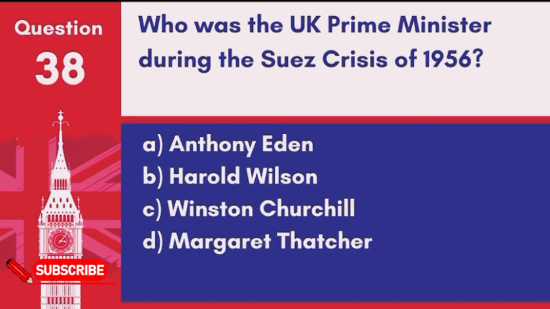Question 38. Who was the UK Prime Minister during the Suez Crisis of 1956? A. Anthony Eden. B. Harold Wilson. C. Winston Churchill. D. Margaret Thatcher. Answer: A. Anthony Eden. Anthony Eden was the UK Prime Minister during the Suez Crisis of 1956, a diplomatic and military conflict that damaged the UK's international standing.